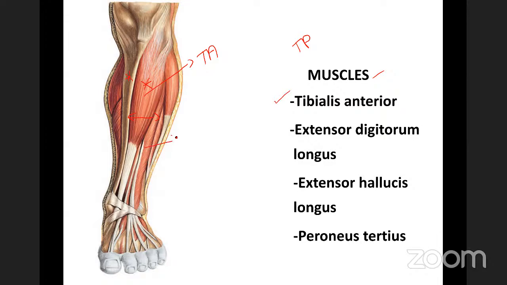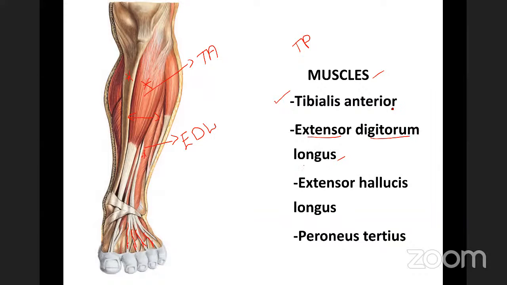And next to that, one more muscle, what you're seeing here, as you can see, is giving 4 tendons here. So, this muscle belongs to the extensor compartment. That is why it is called extensor. And it is giving tendons to the lateral 4 toes. That is why it is called digitorum. And it's a long muscle. That is why it is called longus. So this muscle is the extensor digitorum longus. So we have already discussed 2 muscles of this compartment.